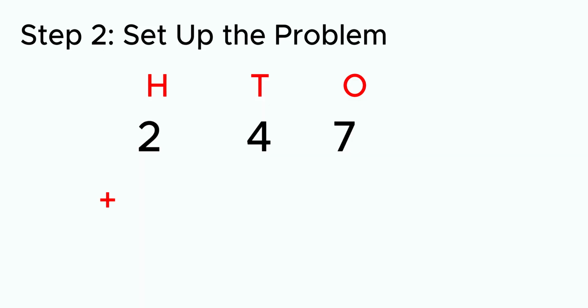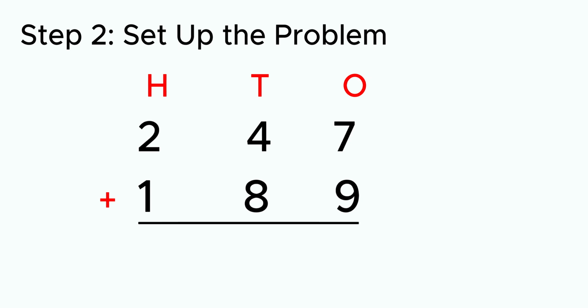247 plus 189. Start by adding in the ones place. 7 plus 9 equals 16. The number 16 has 6 groups of ones and 1 group of 10. So, we write the 6 in the ones place and regroup the 10 to the tens place.